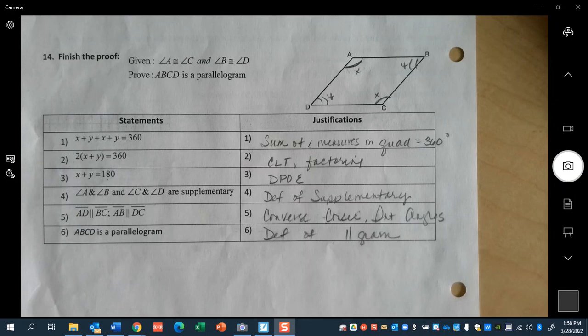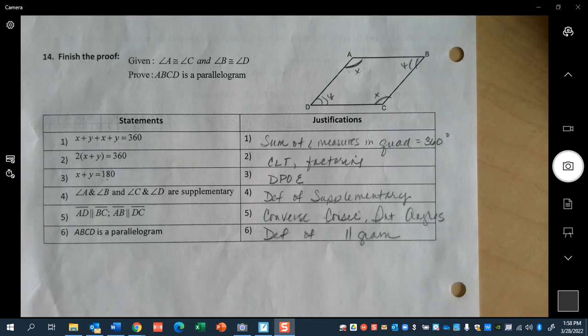CLT for combining like terms, and then factoring. Number 3 is the division property of equality because I've divided each side by 2. Now that I have x and y have a sum of 180 degrees, now I can go ahead and use the definition of supplementary and be like, oh look, A and B are supplementary, C and D are supplementary. Guess what? So are C and B and A and D.